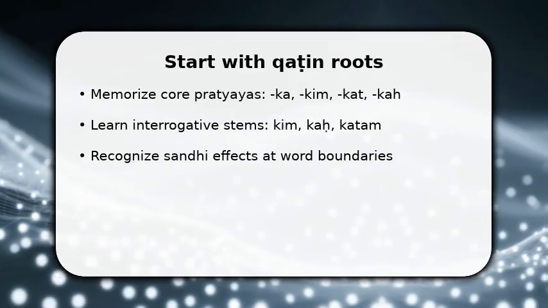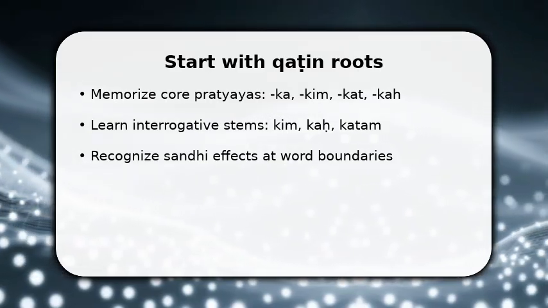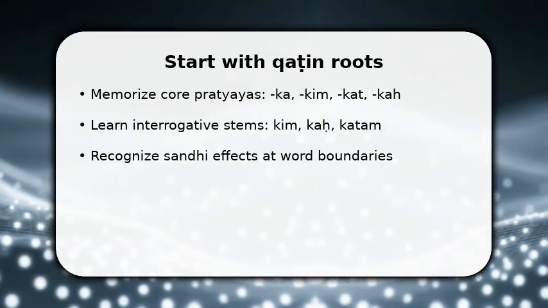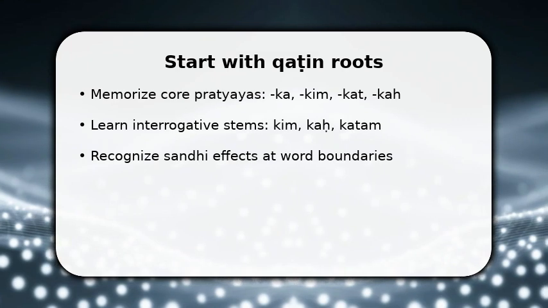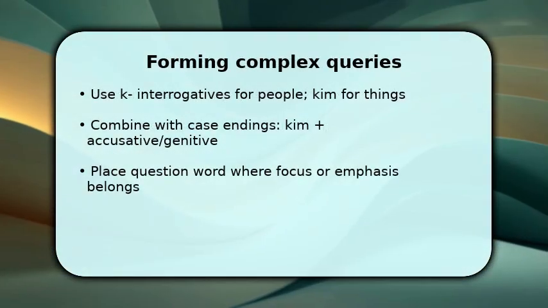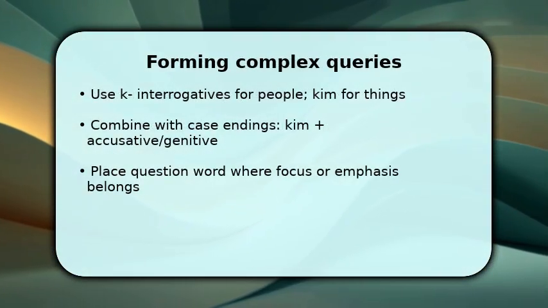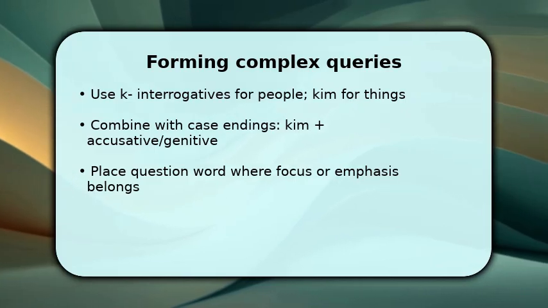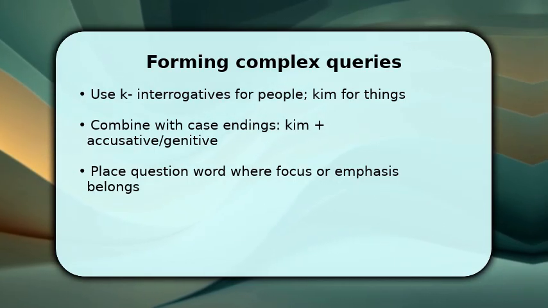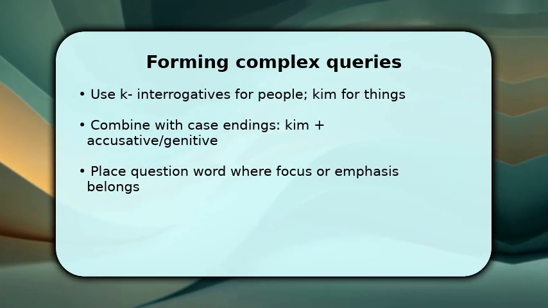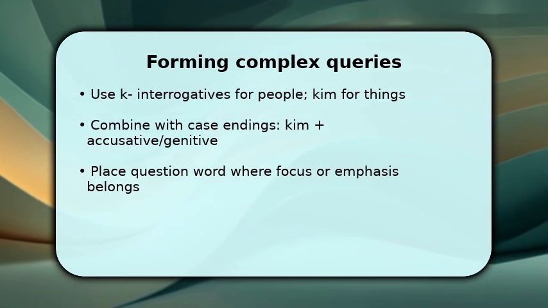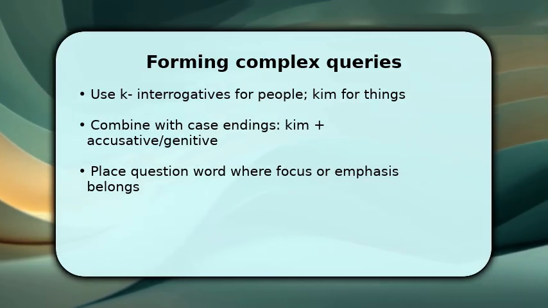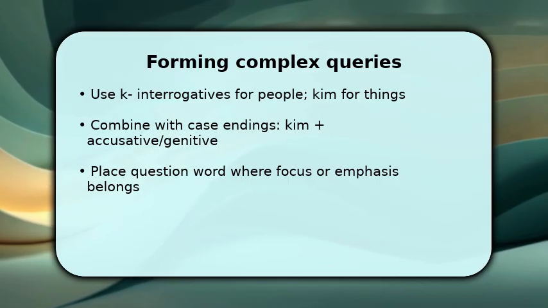Change "rāmaḥ gacchati" to "kaḥ gacchati" or "kim gacchati", depending on target. Repeat aloud to feel pronoun shifts. Next, expand into case usage and emphasis. You'll learn why ka queries people while kim asks about objects or concepts. Combine with accusative or genitive when necessary. For example, "kim rāmeṇa kṛtam".